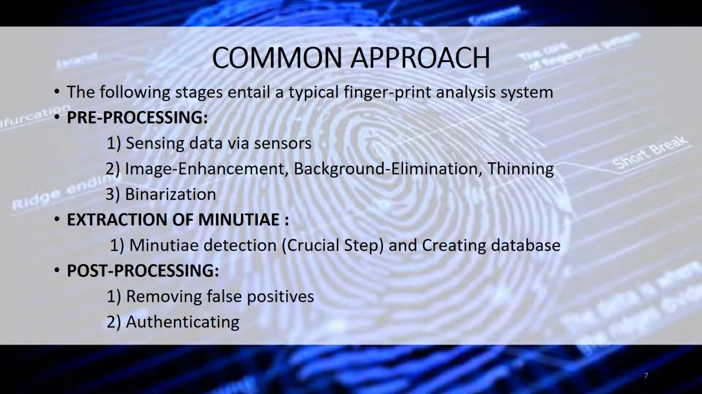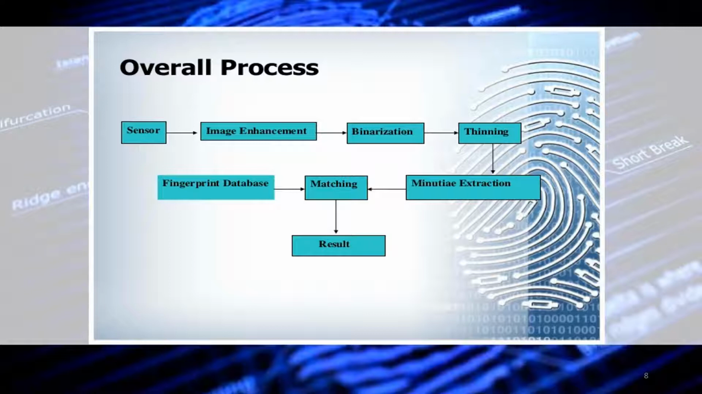The common approach: the following stages entail a typical fingerprint analysis system. First comes pre-processing. The steps are sensing the data via sensors, image enhancement, background elimination and thinning, and binarization of the image. The next step is extraction of minutiae. Minutiae detection is the most crucial step, and then comes creation of the database. Then come post-processing steps, which involve removing false positives and authenticating. This is the diagram depicting the entire process.